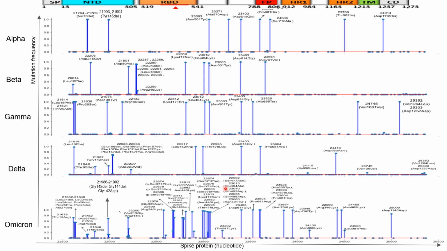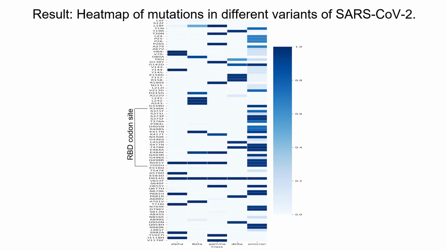So this is a result of the stem plot representation, where the x-axis represents the spike protein at the nucleotide resolution, and the y-axis represents the mutation frequencies for alpha, beta, gamma, delta, and Omicron. Here we can see a large number of mutations in the Omicron, particularly in the RBD region.